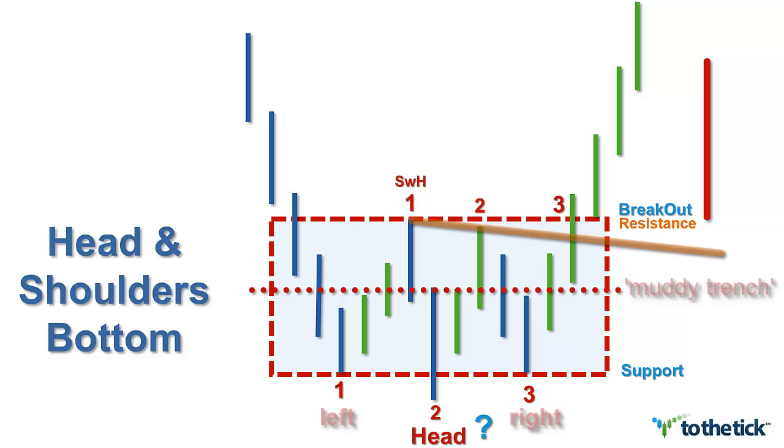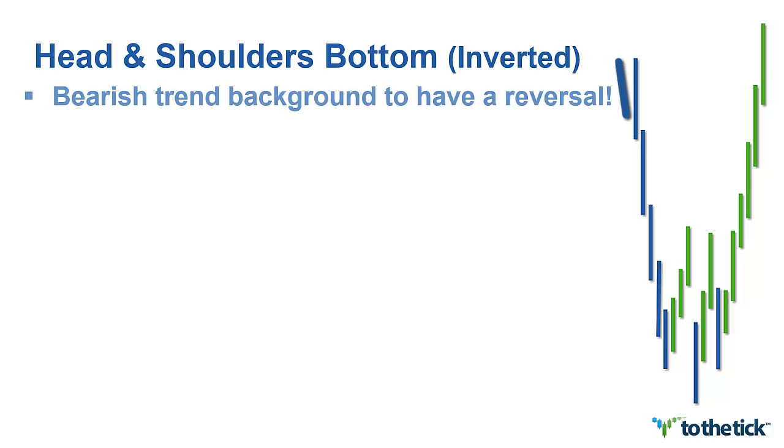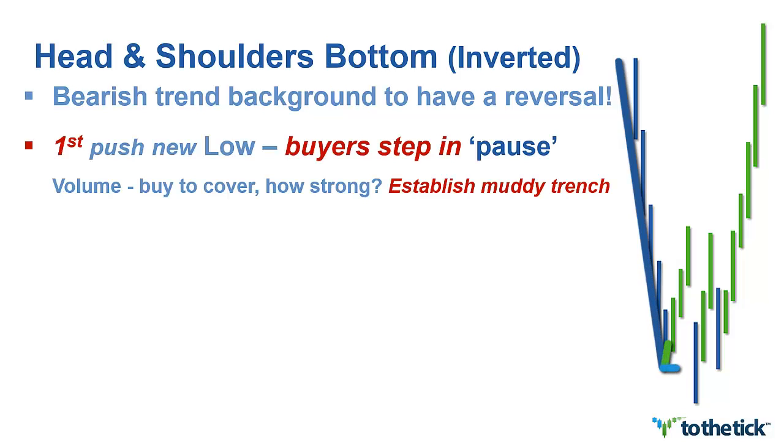So let's go through and do our little summation here very quickly. First and foremost, sometimes it is called an inverted head and shoulders on the bottom side, just because it's a head and shoulders and you turn it upside down. Note, you must have a trend in the background, and in this case we've got a bearish trend background. That first push to the new low, buyers step in, there's a big pause. That volume, are they buying cover? How strong is that volume?